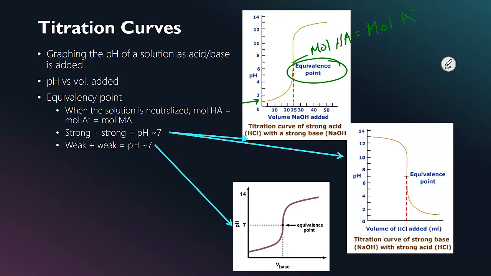Traditionally, a strong acid and a strong base, or a weak acid and a weak base, will give you an equivalency point near a pH of 7. However, a strong with a weak, in either case, will change that. And again, we will go into much greater detail in later units.